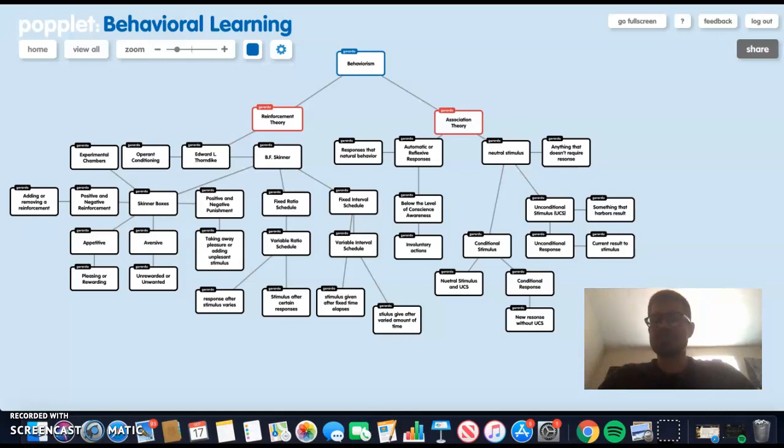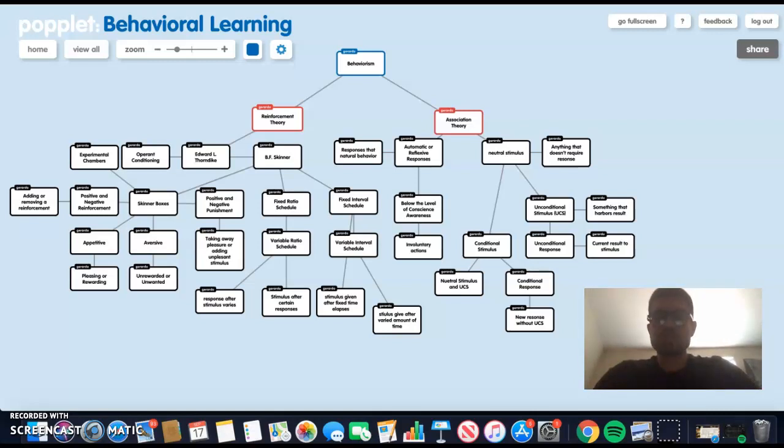A neutral stimulus is basically any stimulus that doesn't really give off a response from the subject. It could be a bell ring, it could be a smell, it could be a certain color. It just doesn't really affect the subject. And then from automatic or reflexive responses, we go into below the level of conscious awareness. It's basically involuntary actions such as your saliva, your heartbeat, your breathing. It just kind of happens without you really having to do anything. Your body just takes care of it. Same as behavior, it's the natural behavior of it.